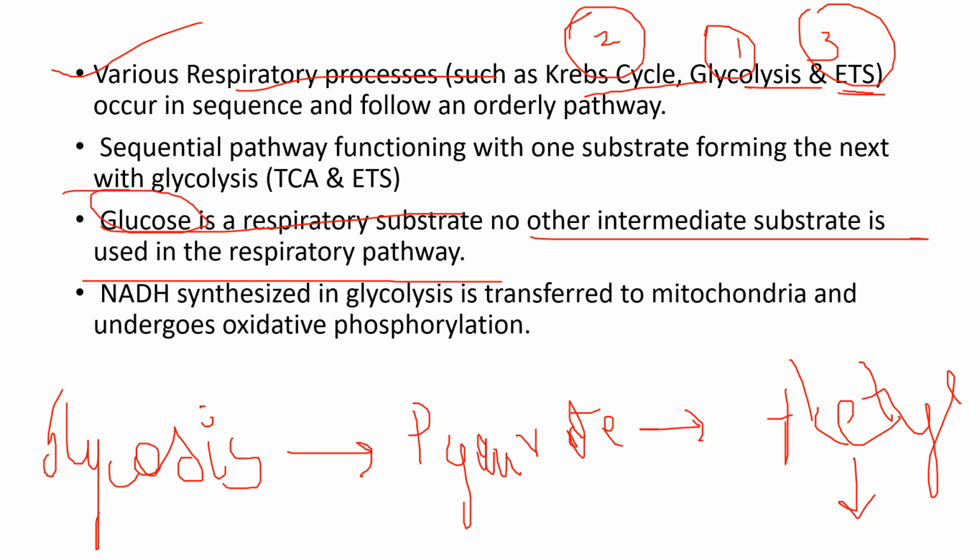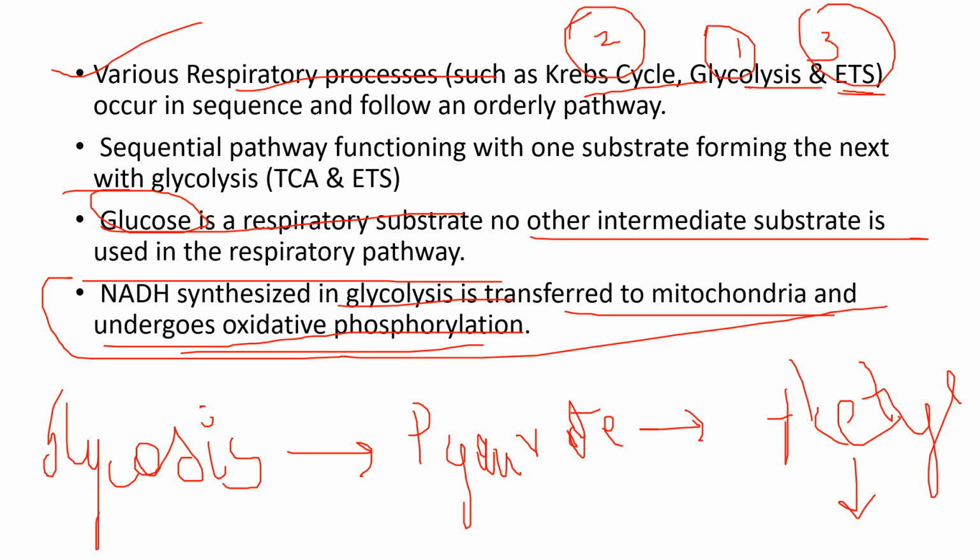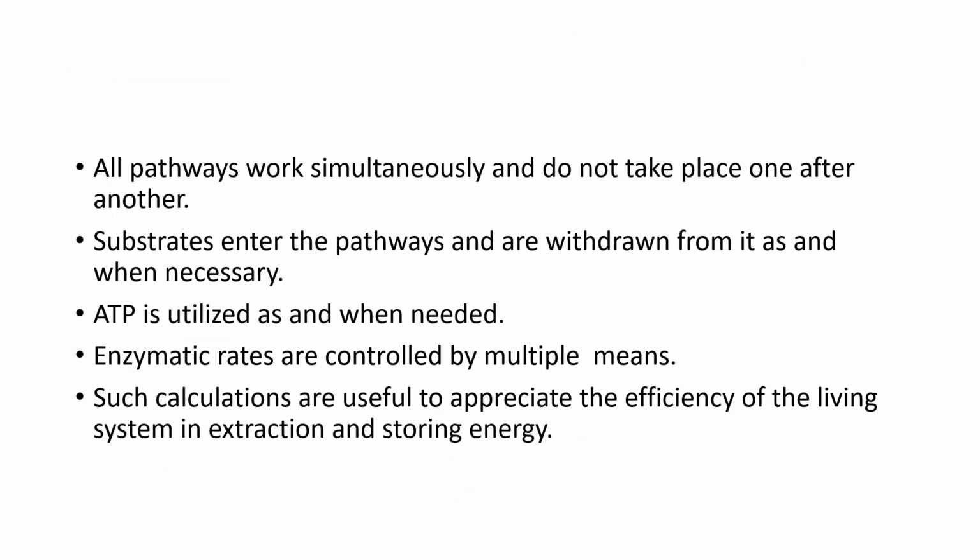NADH is synthesized in glycolysis, and it is transferred to the mitochondria and undergoes oxidative phosphorylation. The whole Krebs cycle is performed in the matrix of the mitochondria. So after glycolysis, it is transferred to the mitochondria and undergoes oxidative phosphorylation. That is why this line is written here. Then all these pathways work simultaneously and do not take place one after another. So these are some of the assumptions which have been taken here.